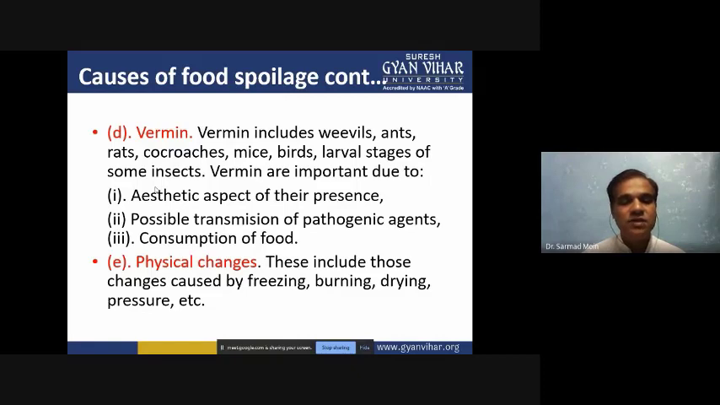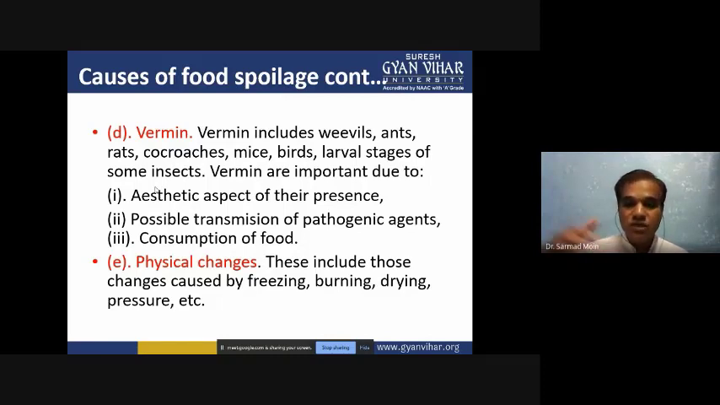When we keep food material, it can be physically changed and spoiled. When we keep food in a freezer environment, reducing the temperature, or maybe increasing the temperature, so that microbes will not spoil it, the physical characteristics of the food will change when we increase or reduce the temperature.